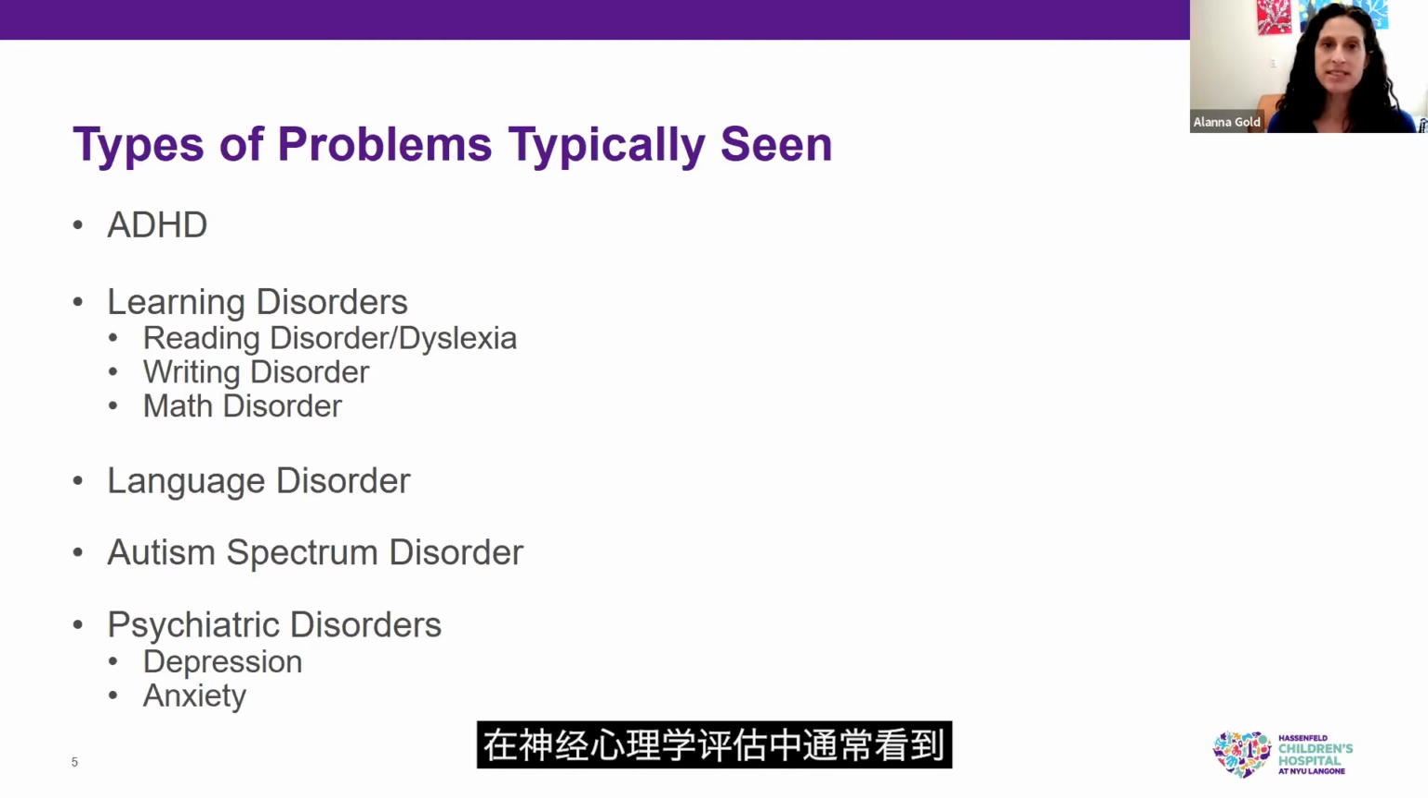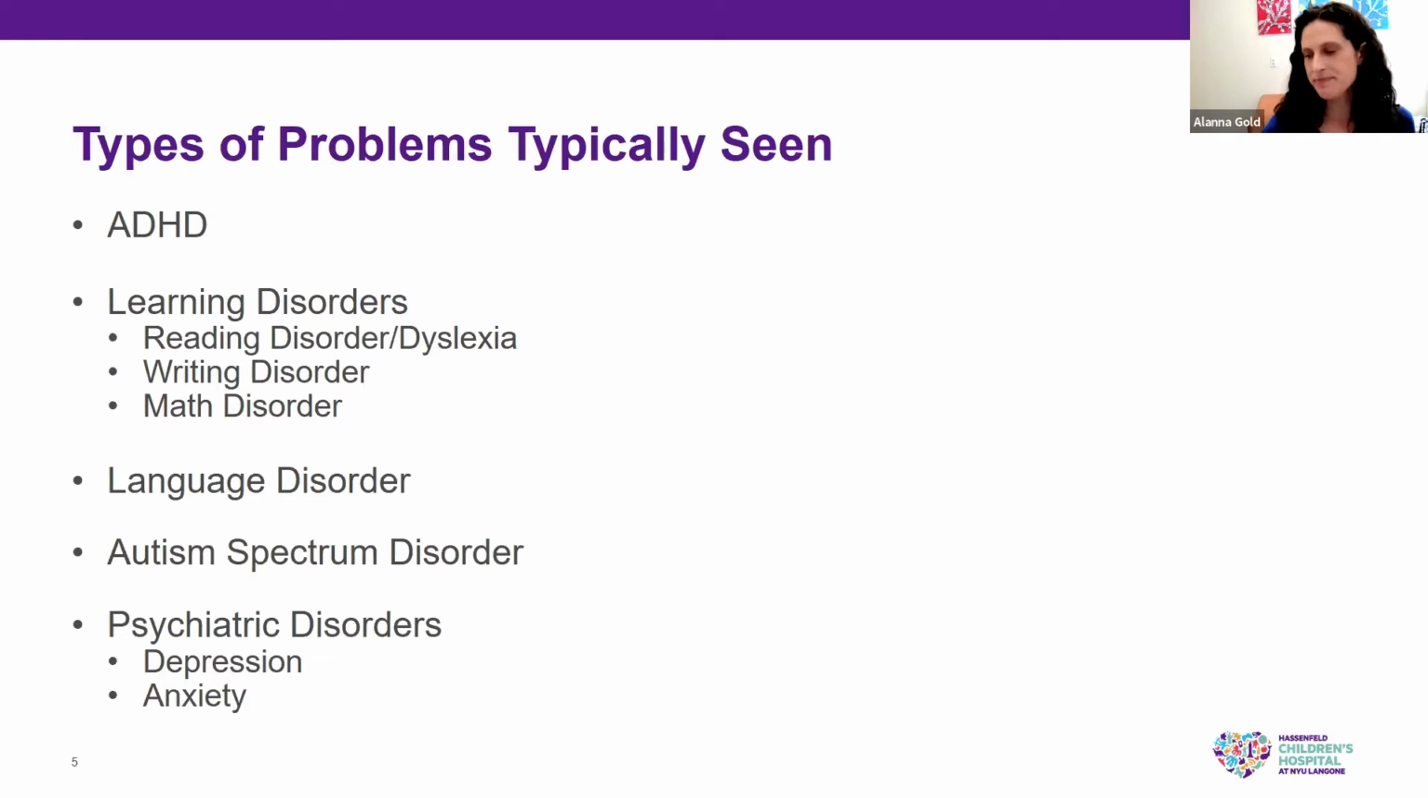Some of the problems typically seen or diagnosed in a neuropsychological evaluation are attention deficit hyperactivity disorder or ADHD, learning disorders such as specific learning disorder with impairment in reading, writing, or math, a language disorder, autism spectrum disorder, and psychiatric disorders like depression and anxiety, to name a few.